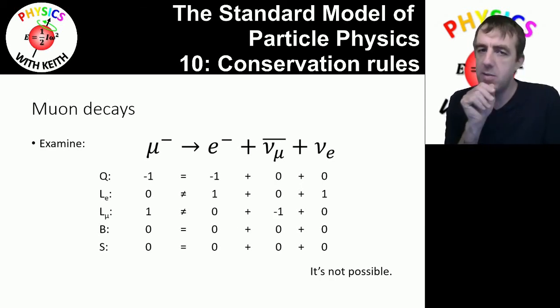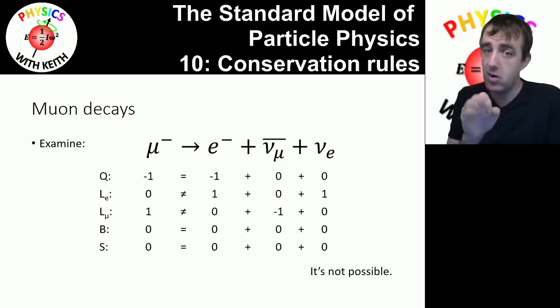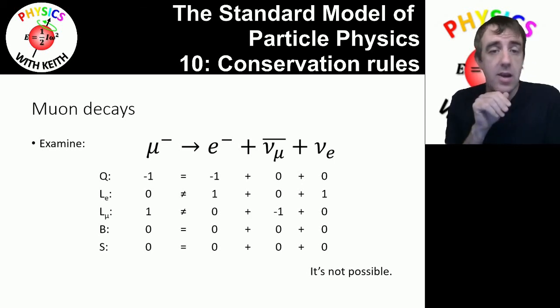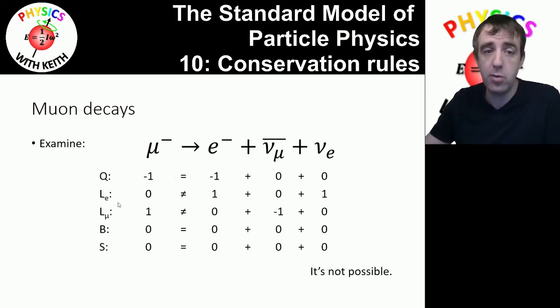But here there's been a mistake. So we've got a muon decaying into an electron, but now it also decays into a muon antineutrino and an electron neutrino. In this case, that's not possible. And it's not possible because the electron lepton number is not conserved. It's 2 on the right-hand side, but 0 on the left-hand side. And muon lepton number is not conserved because +1 is not equal to -1. So this interaction isn't possible.